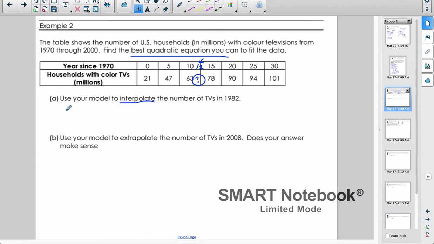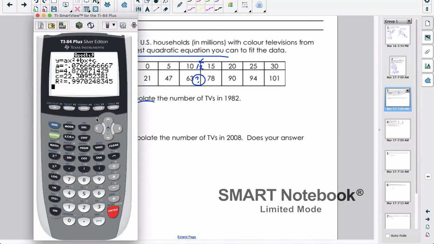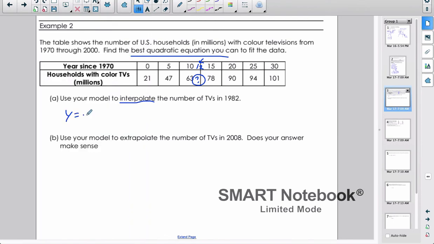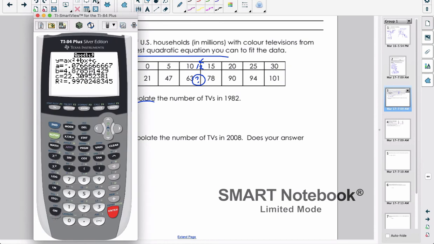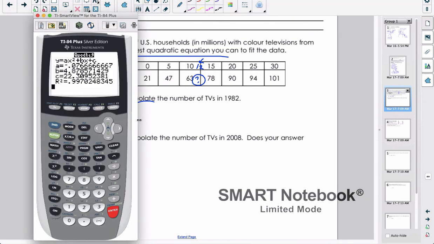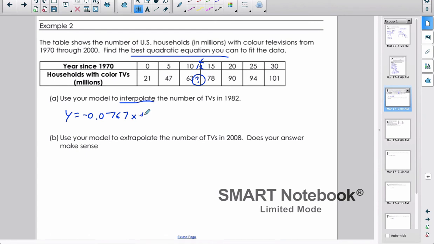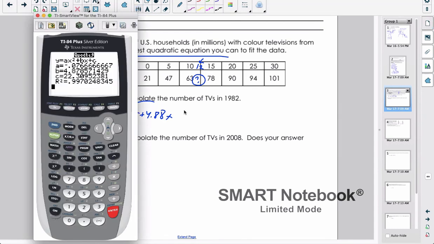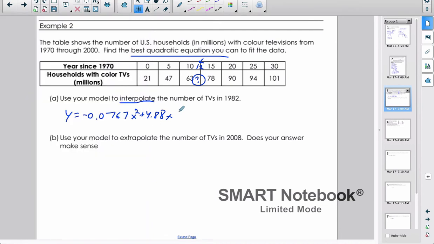Okay, so this is y equals negative 0.0767, because the last digit will round up, x squared. We don't need any more digits than this because it's all an estimation anyway. So that's plus 4.88x plus 22.3. So that's our model.